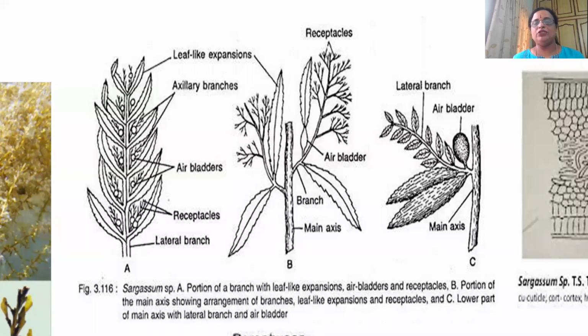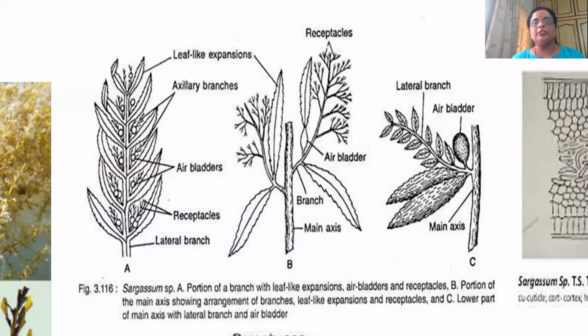And apart from this, you have certain axillary branches. The main function of the axillary branch is reproduction. They carry special structures called conceptacles. Write it down. Here, the conceptacles are of two kinds, male conceptacles and female conceptacles. A male conceptacle is different from a female conceptacle. The same conceptacle may not carry both male and female gametes.